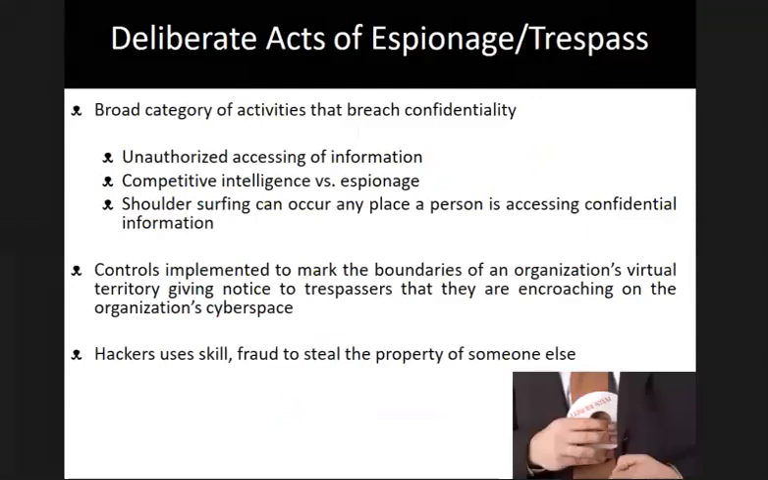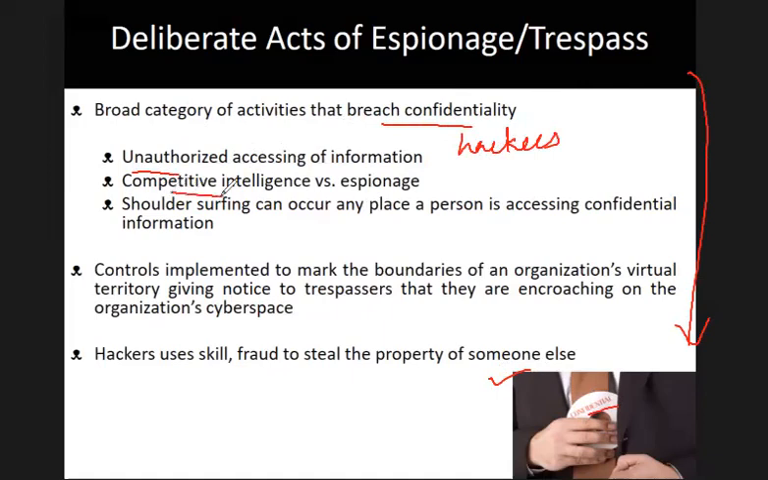The next is deliberate act of espionage and trespass. Here, these are broad categories of breach of confidentiality. This image gives you a clear picture of what the deliberate act of espionage and trespass is. That is, you are compromising the confidential intellectual property of a particular organization. This is done by unauthorized access of information. You're not an authorized user, but you pretend to be someone and you gather the information. Or you might act as a hacker and hack all this information.